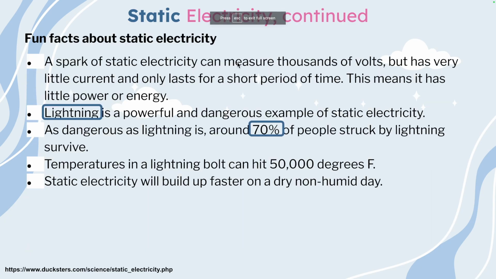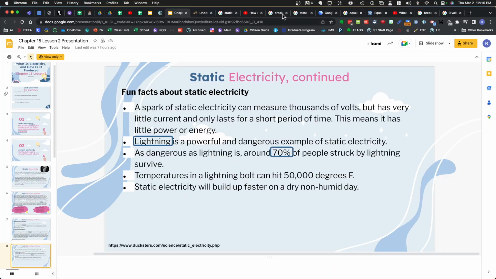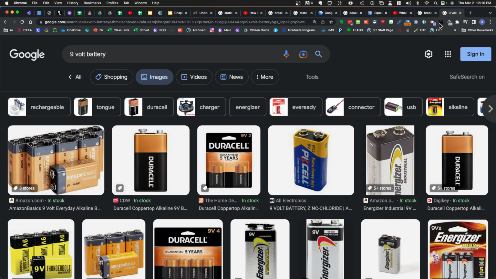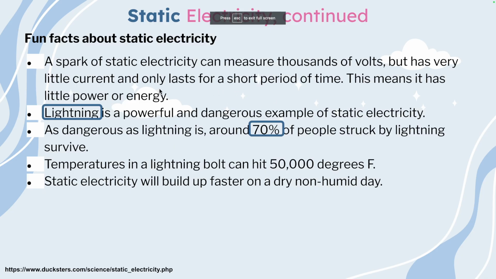Fun facts about static electricity. A spark of static electricity can measure thousands of volts. Have you seen a 9-volt battery like this before? This has 9 volts, but there could be many, many, many volts. Volts is just a way to measure electricity. Unfortunately, there's not much current, and it doesn't last for very long, so static doesn't have a lot of power or energy. Now, lightning is a powerful and dangerous example of static electricity.